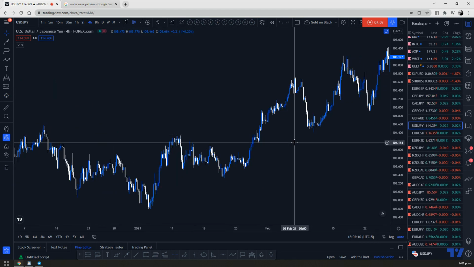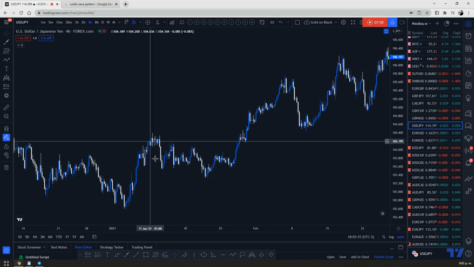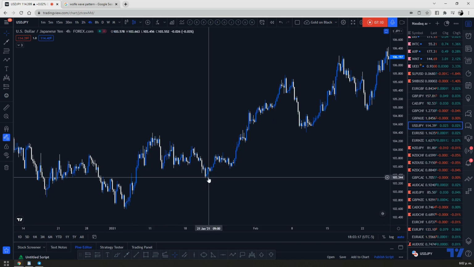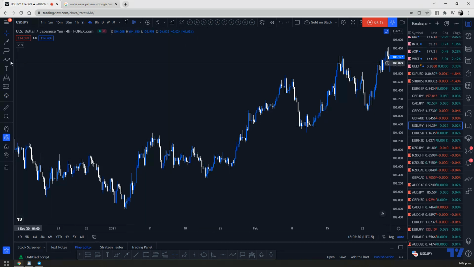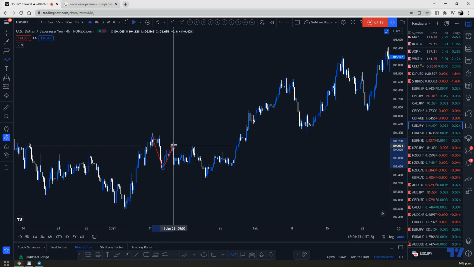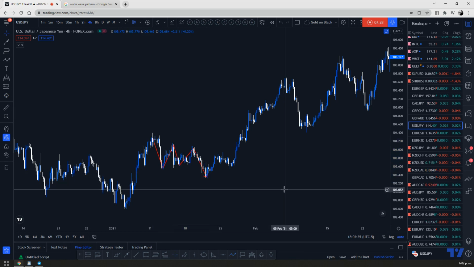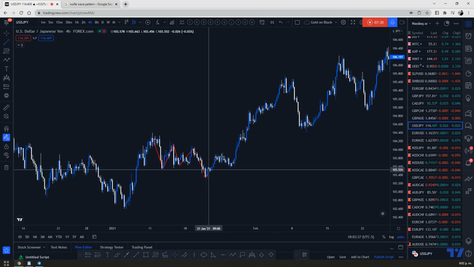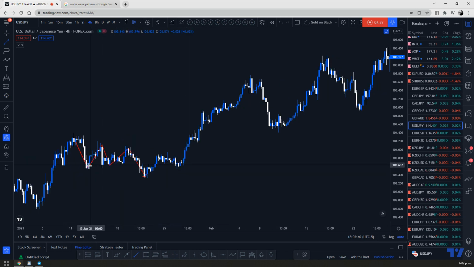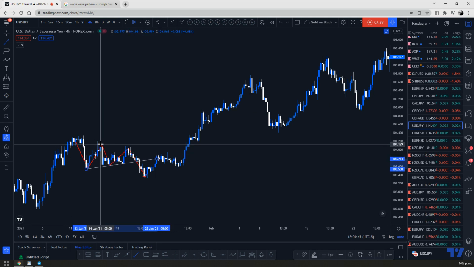But maybe this one. One, two, three, four, five. This could be a fake out. It could be a nice formation. Let's say from, I don't know, from here. So one, two. This point is basically the same high. So let's say here three, four, and then five. All right, so let's go ahead and draw the lines. Basically from here to there, and from here to there.